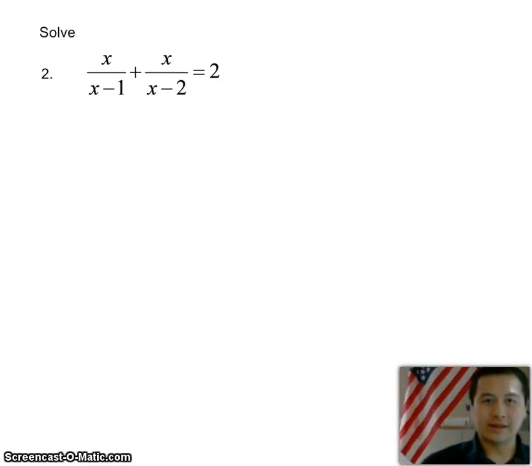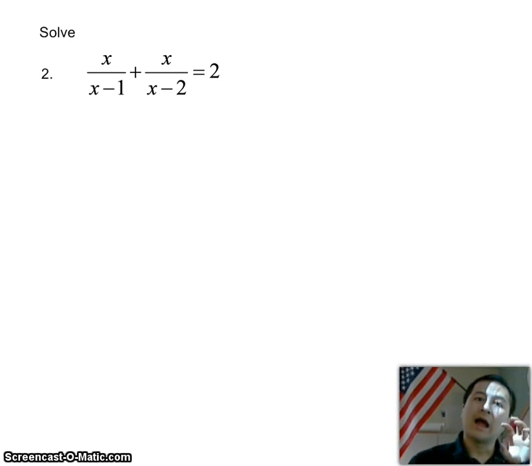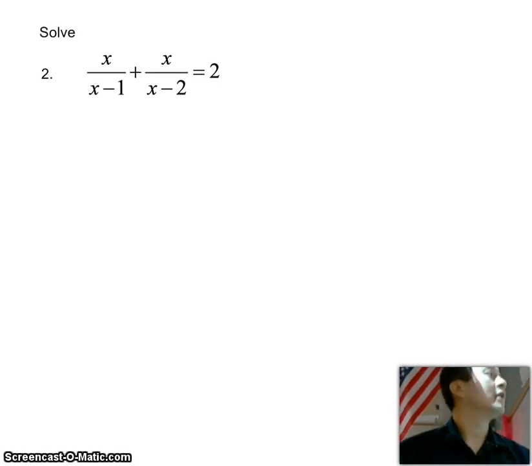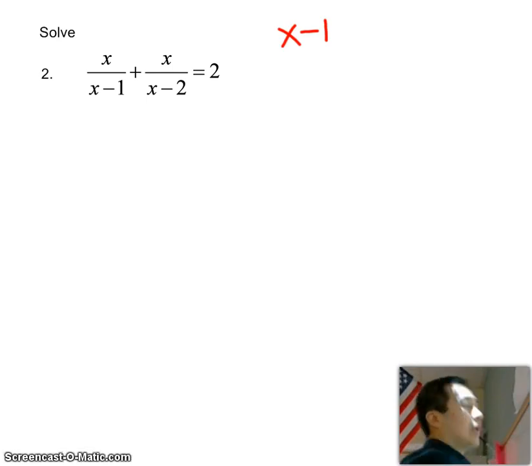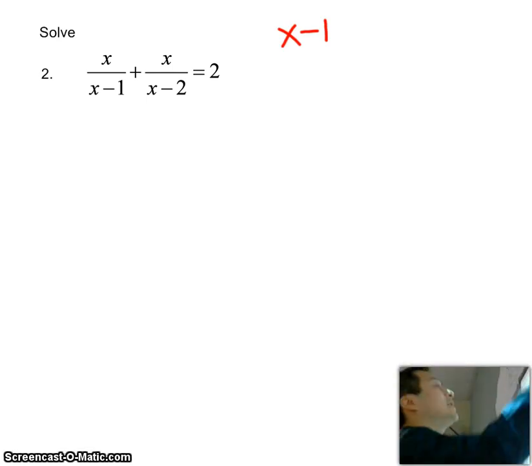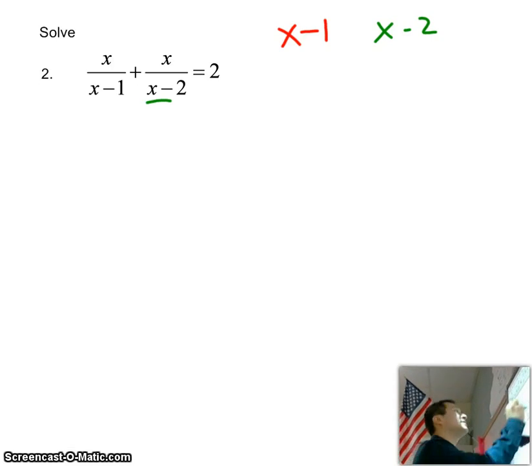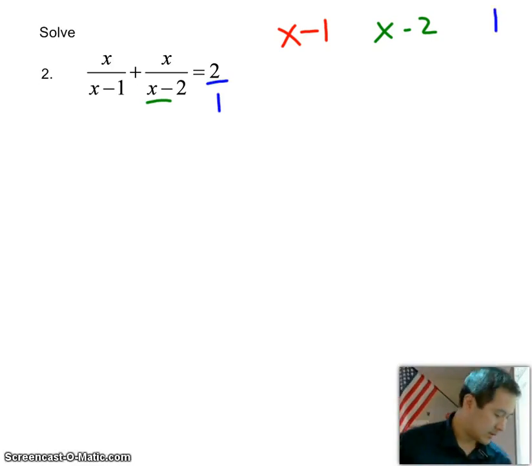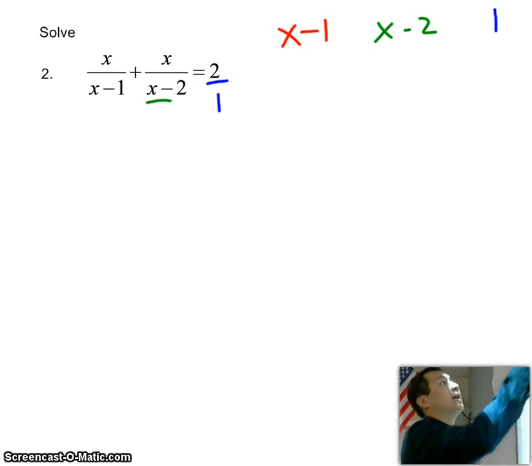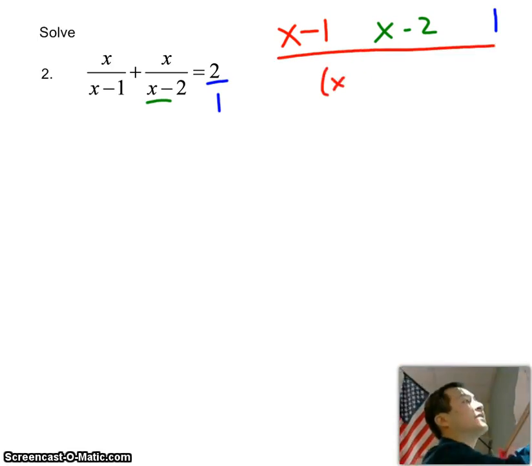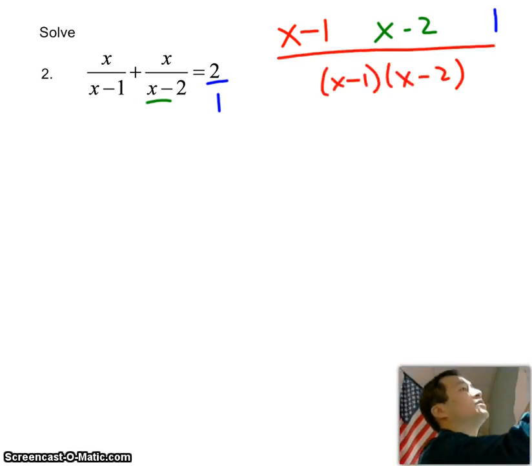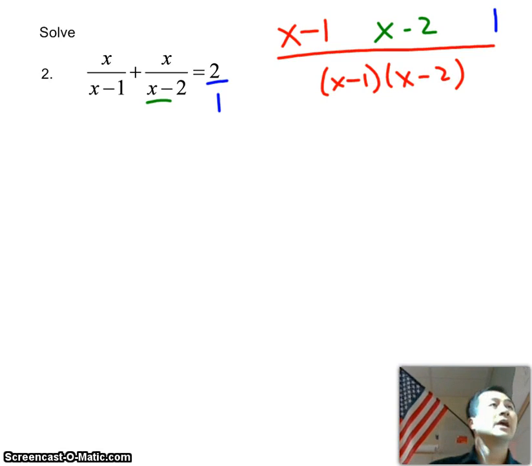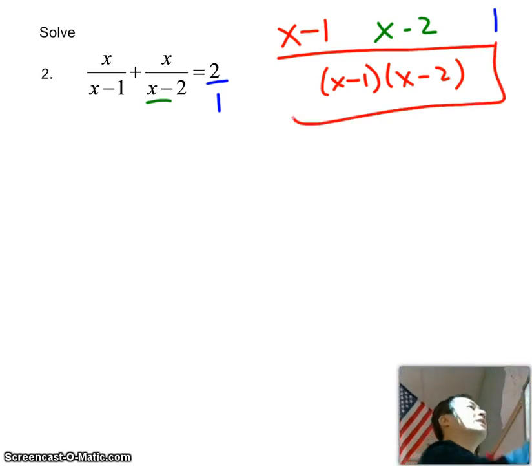Alright, now look at this problem. Everyone pause. I want you to find the common denominator for these 3 fractions. The first fraction is x minus 1. The second fraction is x minus 2. And the third fraction is 1. Everyone done? Everyone should actually get x minus 1, x minus 2 as a common denominator. If you didn't get that, please ask.